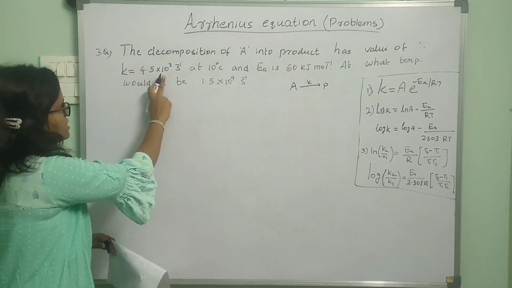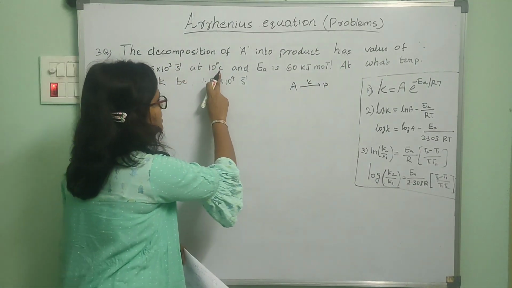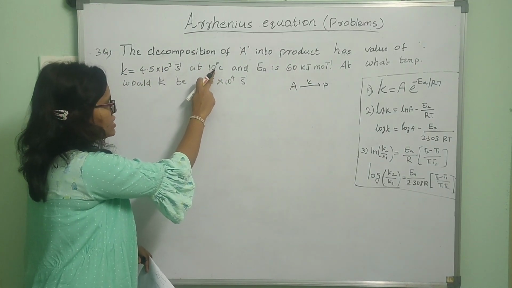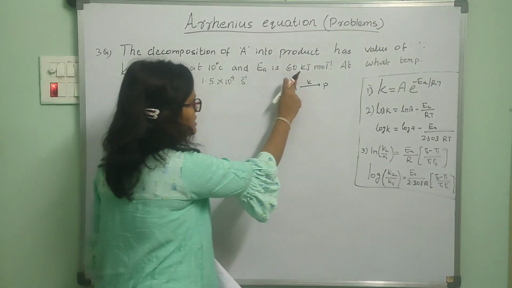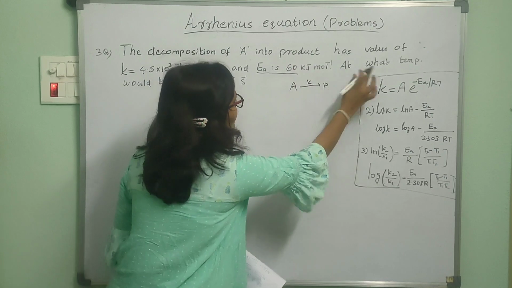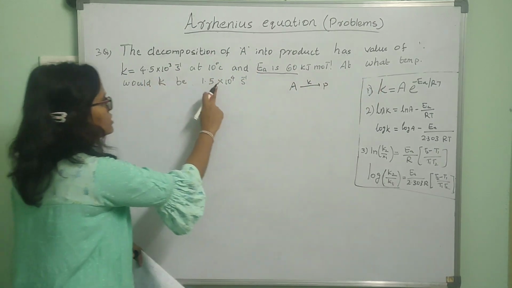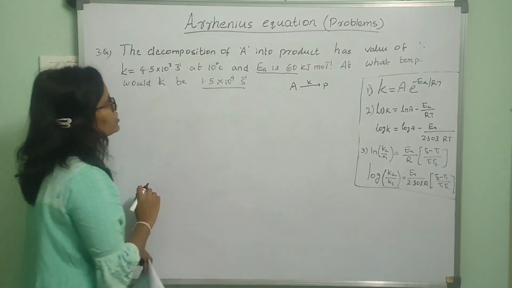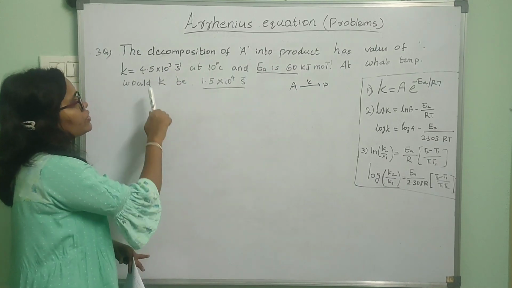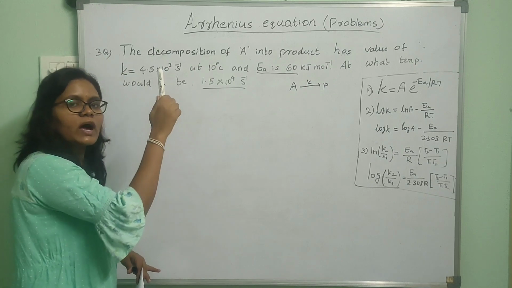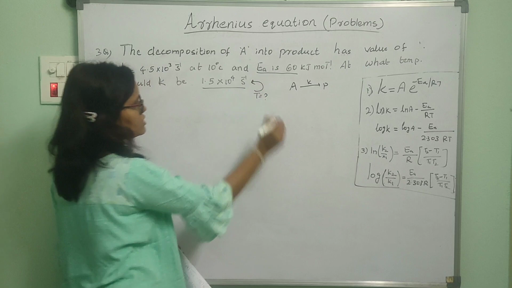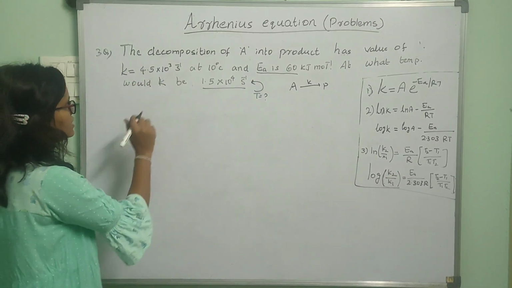So the rate constant is this much at 10 degrees centigrade. So you are given one rate constant, you are given the temperature, and EA is this much. So you are also given information on activation energy. At what temperature would K be this much? Okay. So you are given one rate constant, one temperature, activation energy. You are given another rate constant, but you have to find the temperature at which the rate constant would be this much. Okay. So let us write the data given.